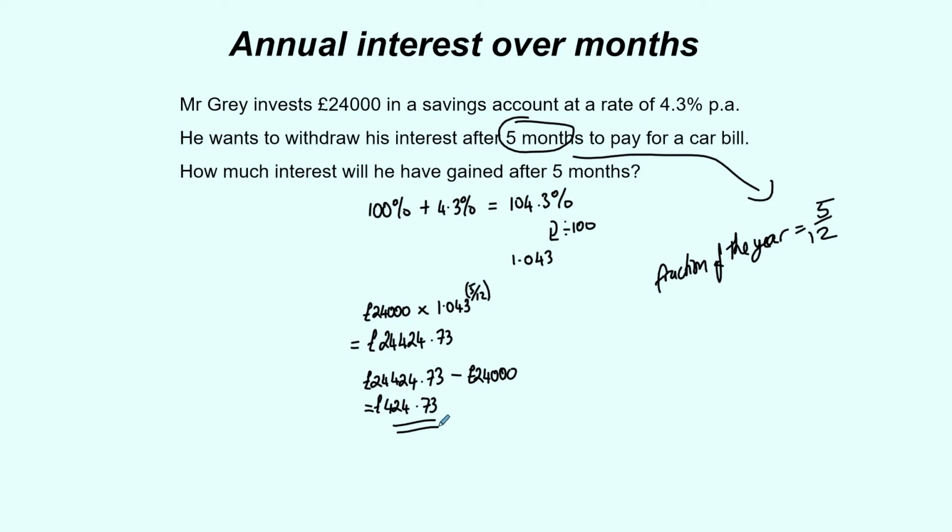And again, we want just the interest figure here, so we're going to take that value and subtract the original £24,000. And that gives us £424 and 73 pence. So that's what he would have after the 5 months just for his interest.